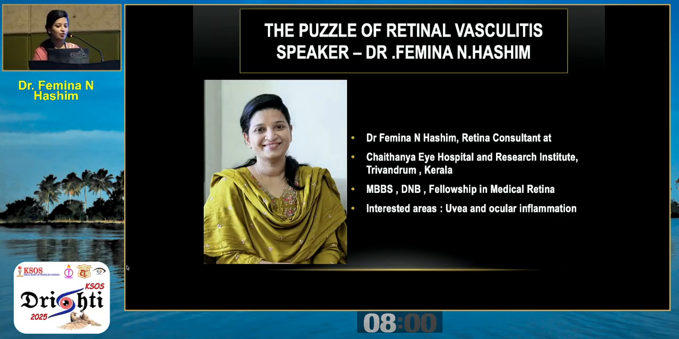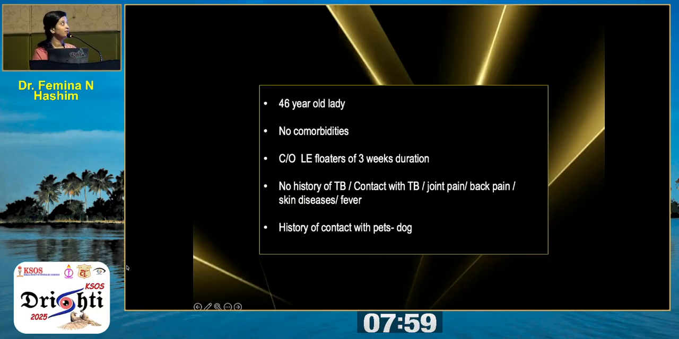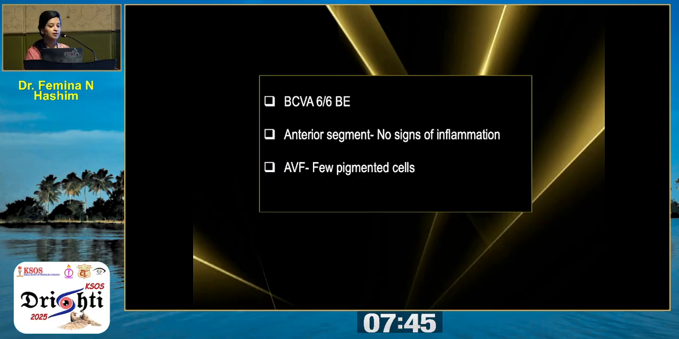A very warm good morning to one and all. Today I will be discussing a young patient, a 46-year-old lady without any systemic comorbidities, who presented to our OP with complaints of flutters in the left eye for around 3 weeks. There was no specific systemic history or any uveitic history. Her best corrected visual acuity was 6/6 in both eyes, and in the anterior segment there was no evidence of inflammation, except for a few pigmented cells in the anterior vitreous phase.